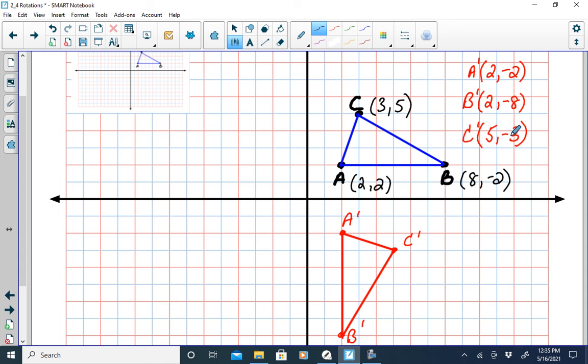So do we notice anything about the original values and the new values? Is there anything that we notice? Well, keep that in mind.